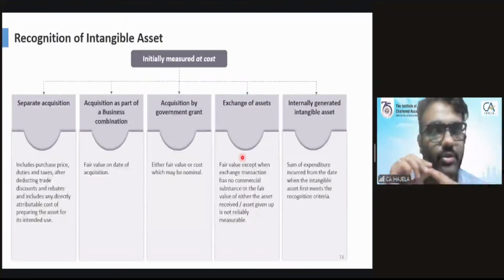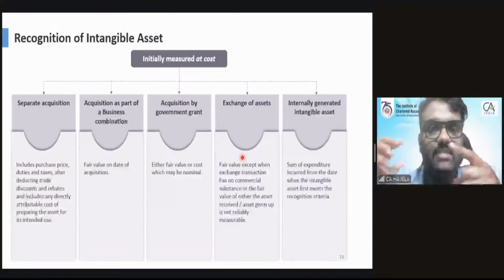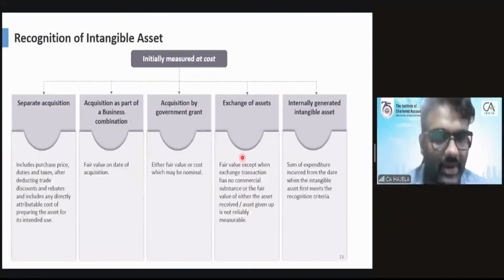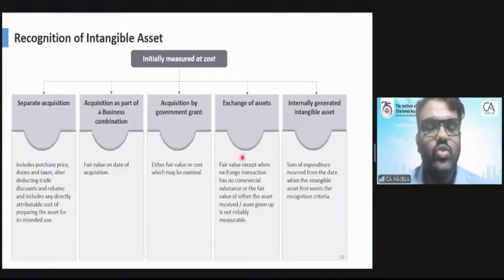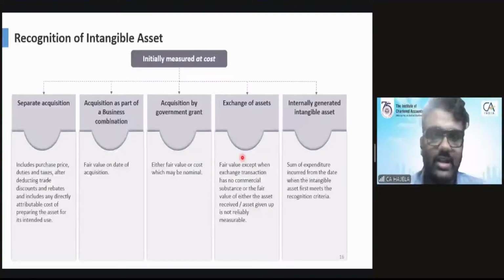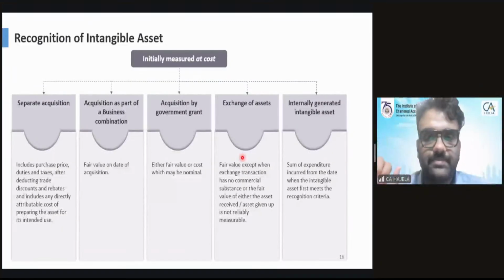Level 1 inputs. Level 1 input means that exactly the same item is available in the market. For example, you got a free SAP license. Or let's say you got a 5G license from the government, not free, an exchange barter system. You are not paying in cash. You got a 5G license as a telecommunication company. Now, what value will you assign to it? You will see what other telecommunication companies are paying for a similar 5G license, and that's how you can assess a fair value.